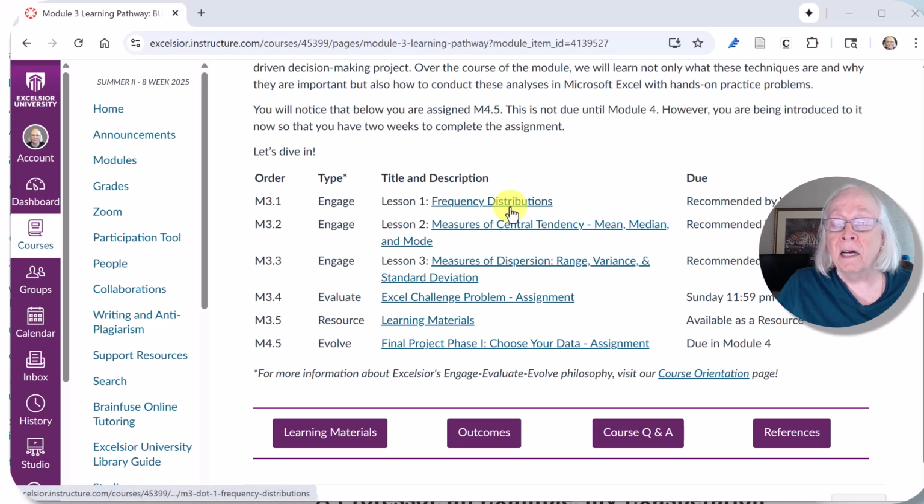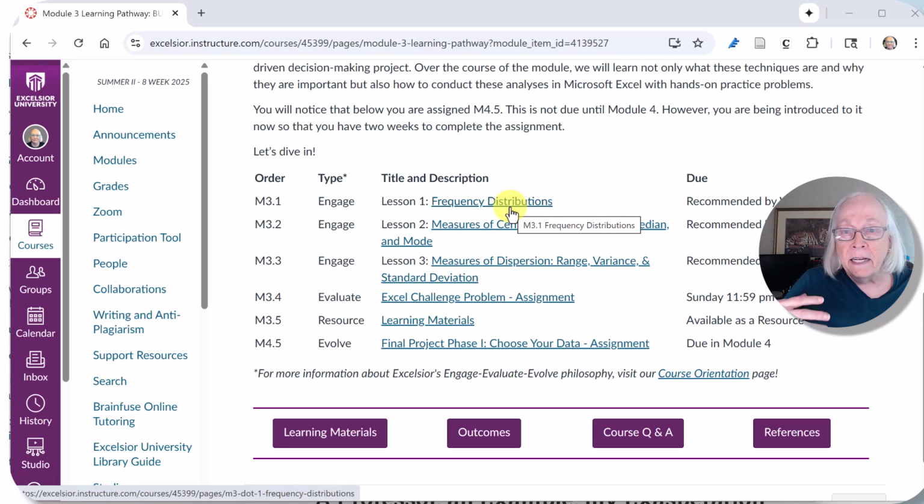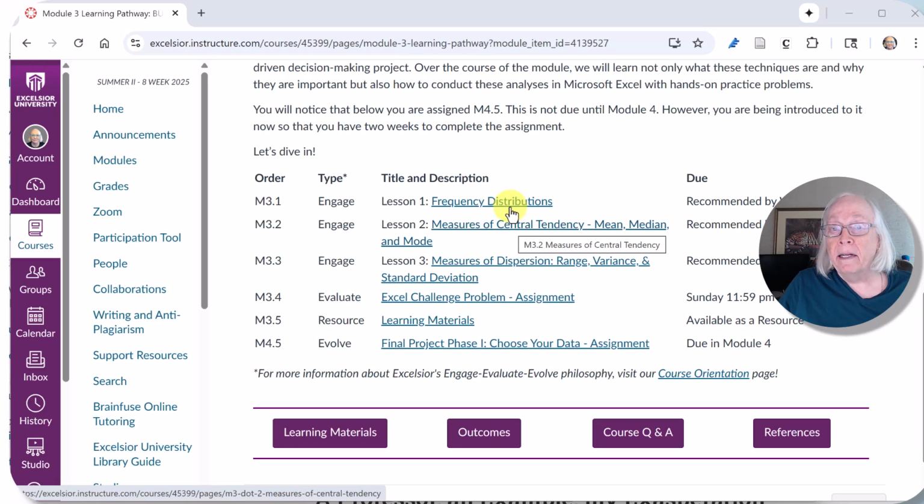We've got a lesson about frequency distributions, and that is a way of describing data graphically. And then we've got lesson 2, which is on measures, statistics if you will, of the central tendency. Where is the most likely value to use to represent that whole data set, that whole sample?